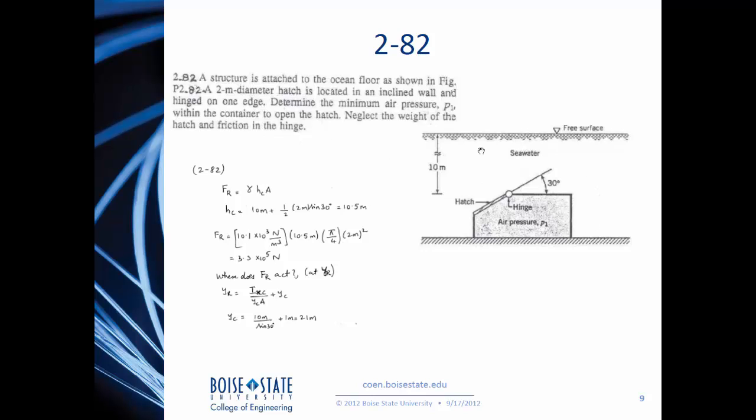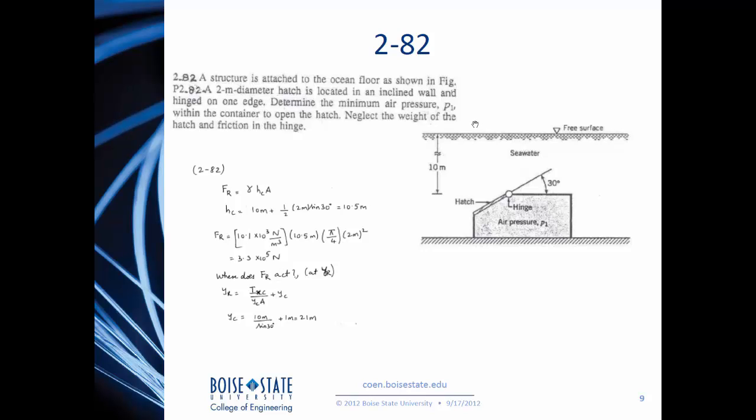So for these problems, it is always important that you recognize the free surface and measure any distances from the free surface. So let's first find the resultant hydrostatic force, which is gamma times height of the centroid times the area. The height of the centroid is again measured from the top of the free surface, which is 10 meters plus half times 2 meters times sine 30, which is 10 and a half, which is somewhere here. So Fr then becomes 3.3 times 10 to the 5 newtons.